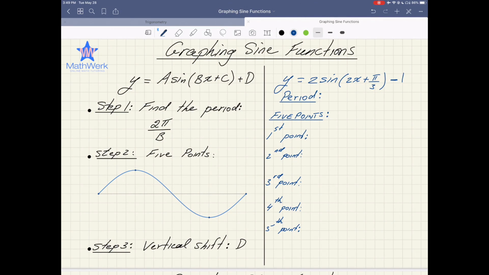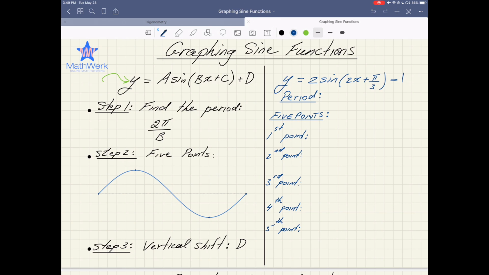In this video, we're going to learn how to graph sine functions. In particular, we're going to look at how to graph y equals 2 times sine of (2x plus pi thirds), all minus 1. And this follows from the general type of sine functions written here, y equals a times sine of (bx plus c), plus d.